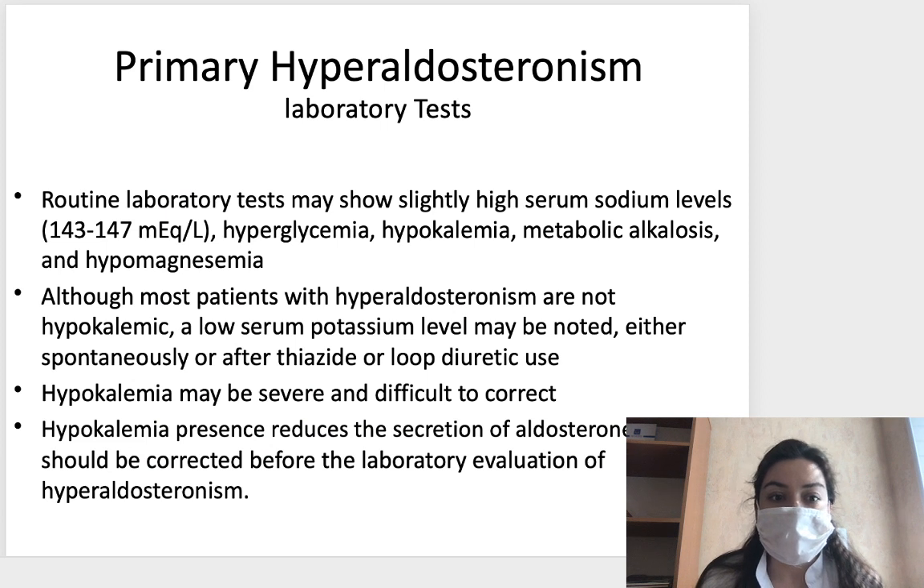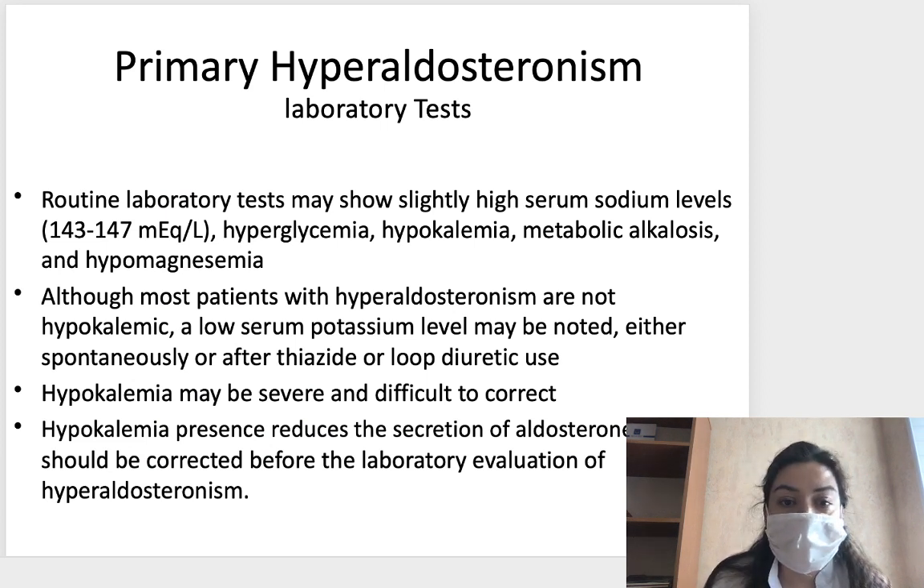In laboratory tests, primary hyperaldosteronism can be seen with slightly high serum sodium levels, nearly in the range of 143 to 147, hyperglycemia, hypokalemia, metabolic alkalosis, and hypomagnesemia. Although most patients with hyperaldosteronism are not hypokalemic, a low serum potassium level may be noted either spontaneously or after thiazide or loop diuretic use.